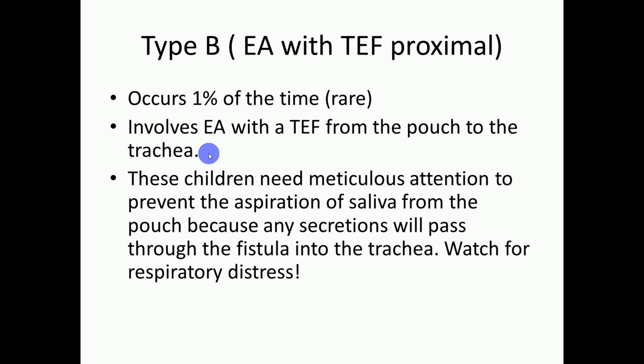But now we have a fistula also between the esophagus and the trachea, and it's proximal, or on the upper part. So now if you look at that, these children need meticulous attention, because now we need to prevent the aspiration of saliva from the pouch, because any secretions that go in there are also going to go across that fistula into the trachea. So we have to watch these children for respiratory distress.